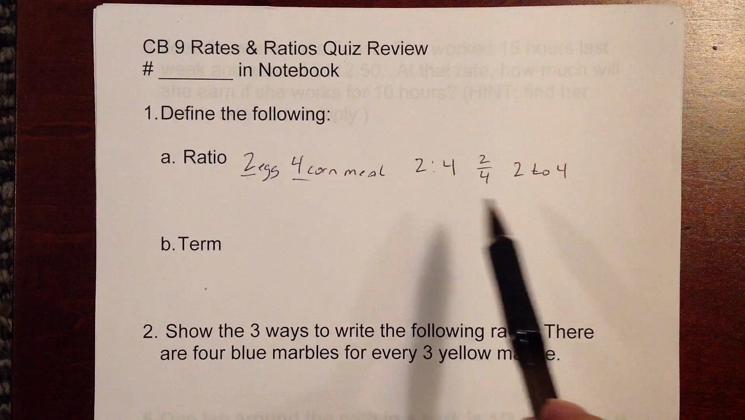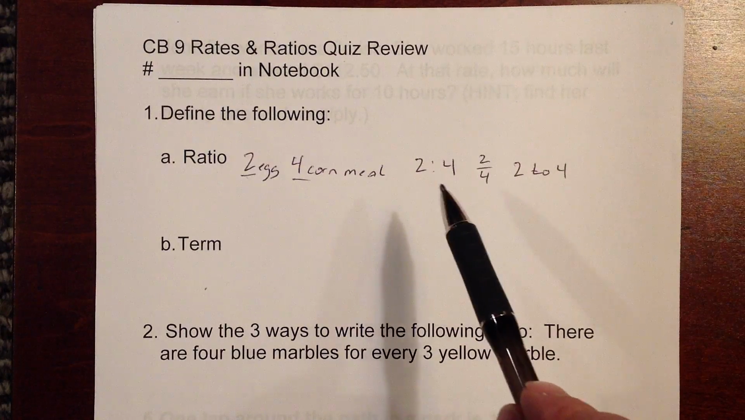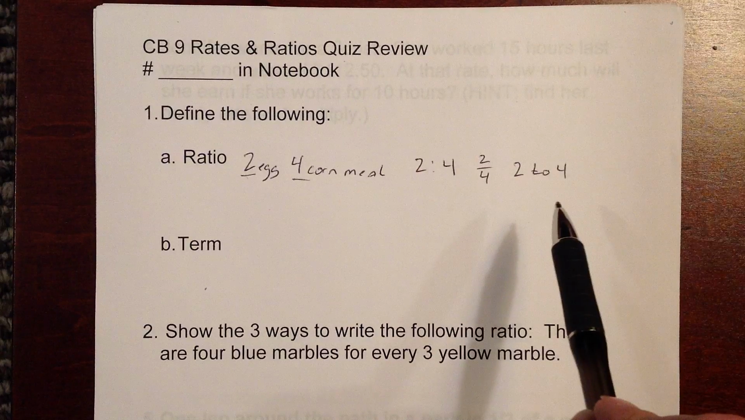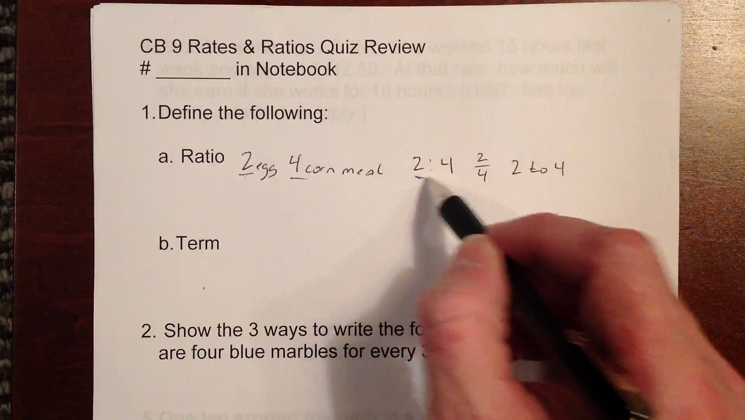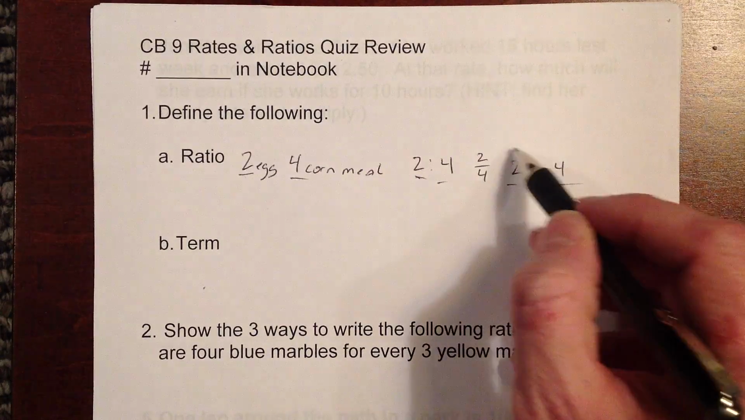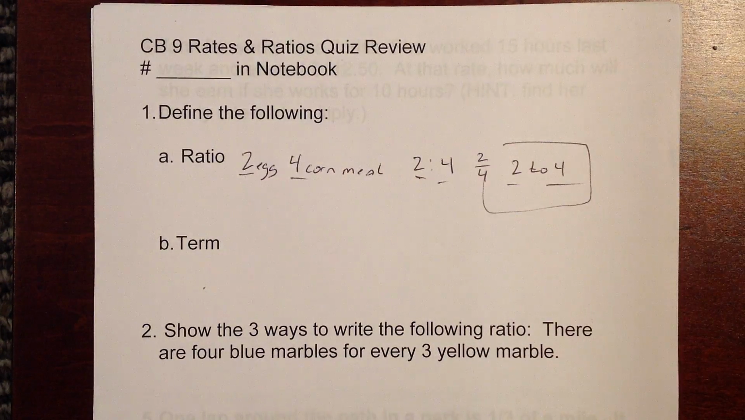There are basically three different ways that we're going to learn how to do it: 2 to 4, 2 over 4, or 2 to 4. And a term is basically any number in the ratio. So these are the two terms. 2 and 4 are the terms here.